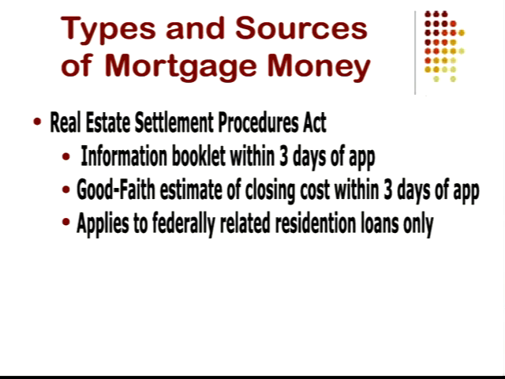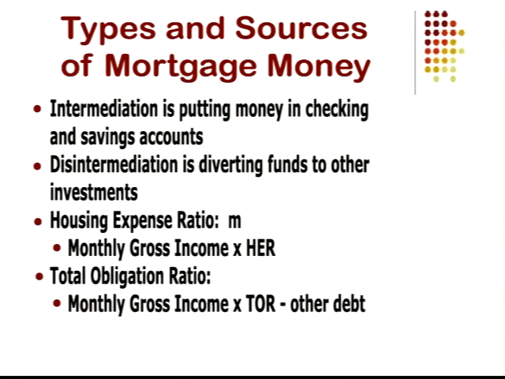The Real Estate Settlement Procedures Act requires lenders to provide an information booklet within 3 days of application, a good faith estimate of closing costs within 3 days of application, and this applies to all federally related residential loans. Intermediation is putting money in a checking and savings account. Disintermediation is diverting funds to other investments.